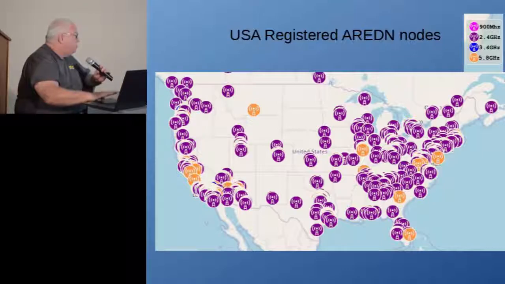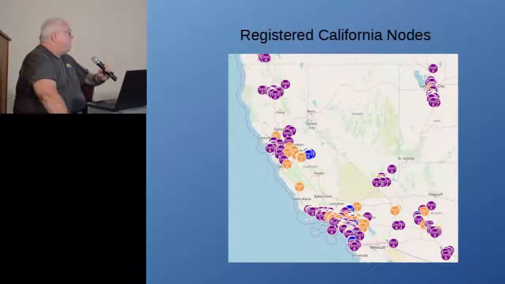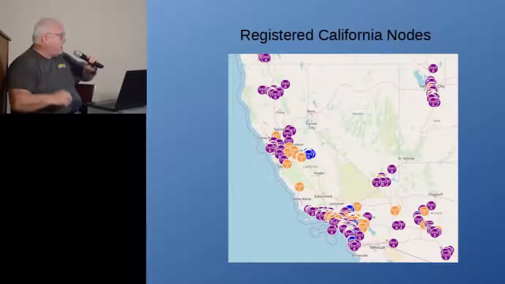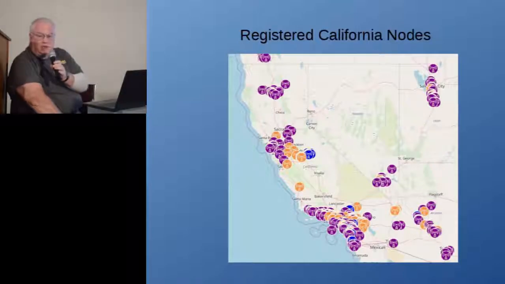Now we'll go down to California. And you can see Bay Area has some. LA has quite a bit. Orange County down there has really been into it, and it's been spreading out. They worked their way up to Santa Barbara, and then there's a lot of people down in San Diego, and a lot of the people working on the AREDN software are down in that area. They're Qualcomm people and things like that.